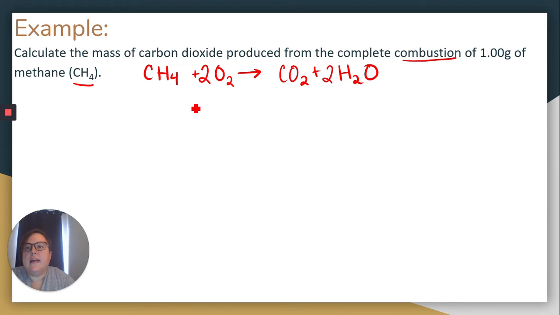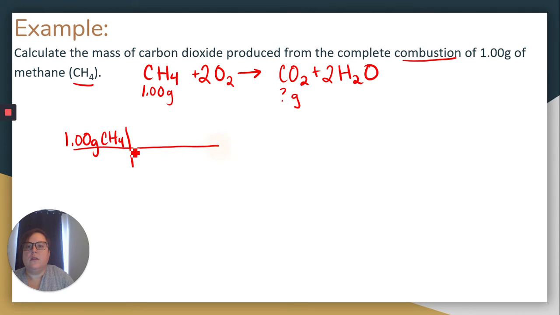All right, so then it says calculate the mass of carbon dioxide, so we're looking for the mass, of 1 gram of methane. So we're starting with 1 gram. We're just going to set up our stoichiometry. So we have 1 gram of CH4. We bring grams to the bottom. And before we can do anything, we have to be in moles. So we're going to change that unit to mole.